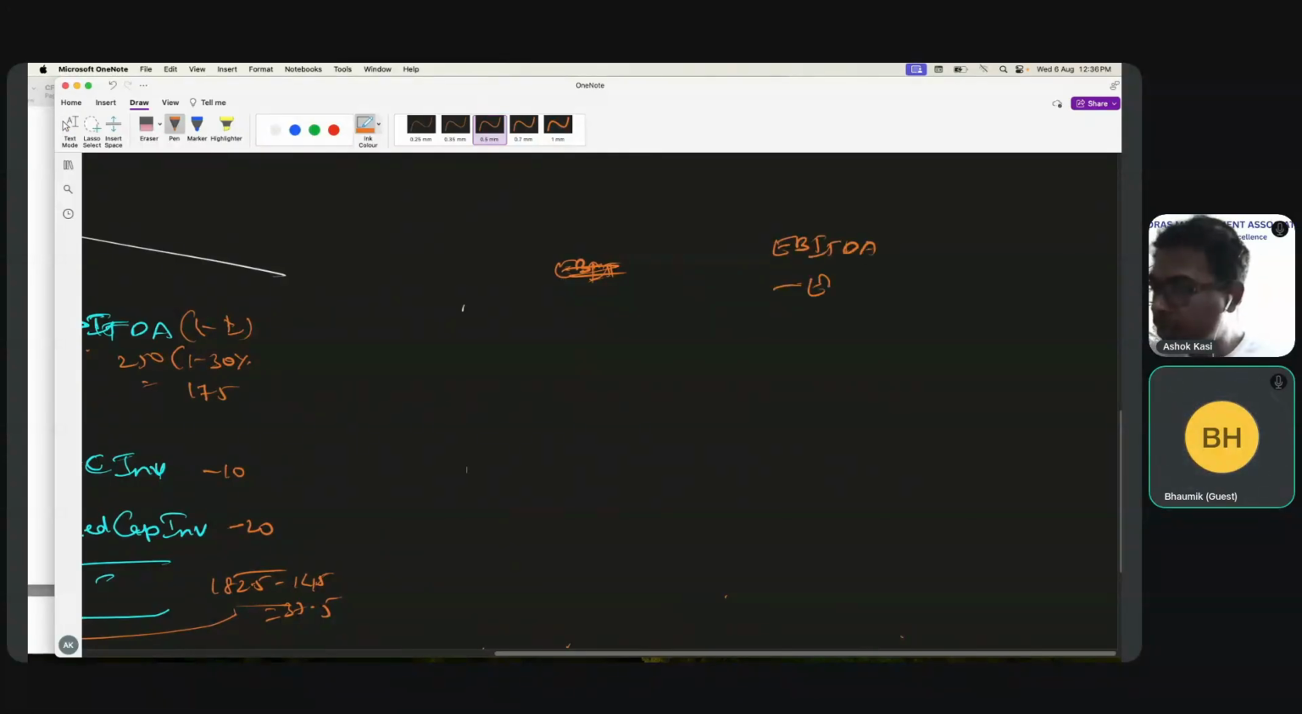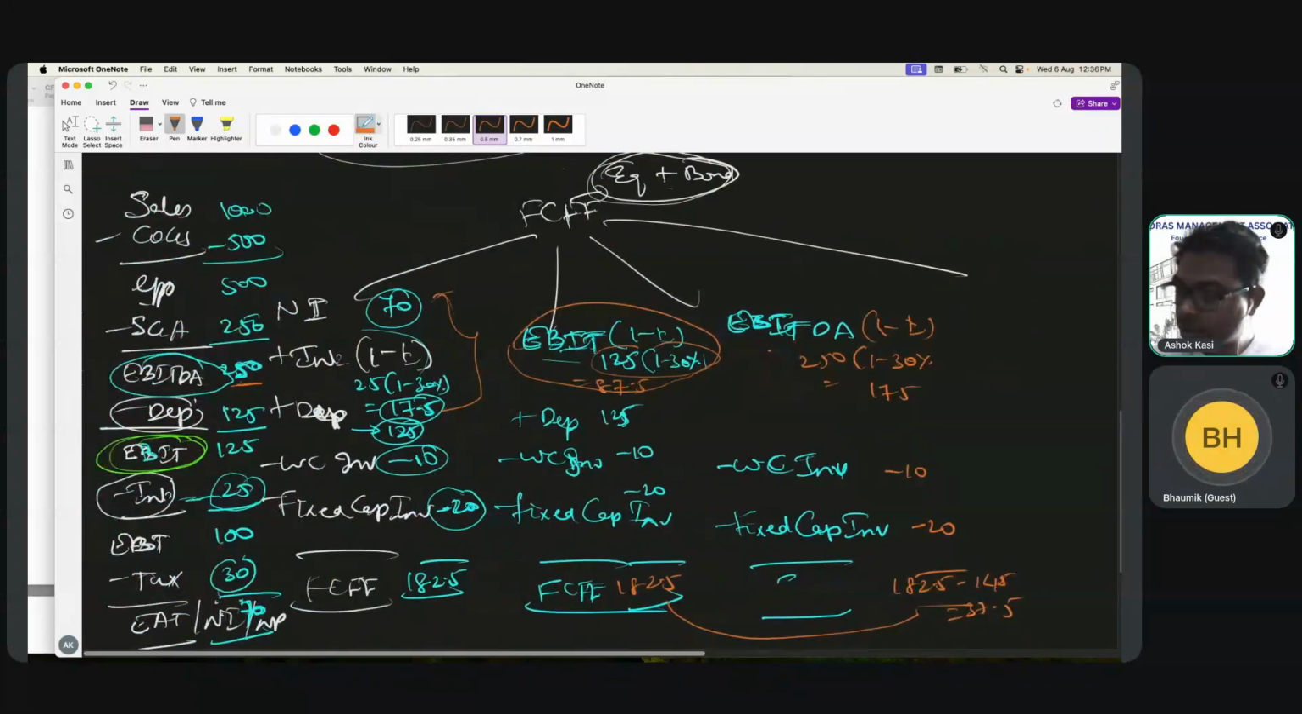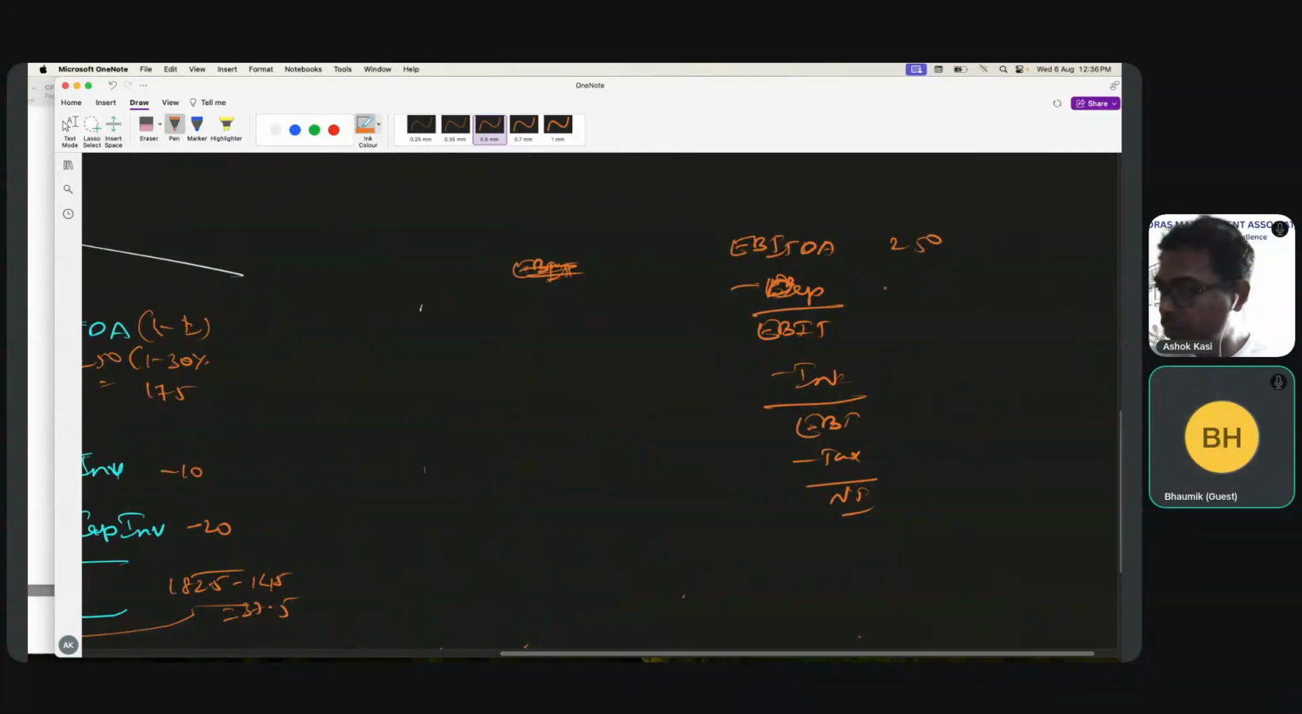Then minus EBIT, minus depreciation. Then EBIT. Then minus interest. Earnings before tax, minus tax, net income. Now the EBITDA that I took was 250. So 250, 125, 125, 25, 100, 30, 30, 70. 70. Okay, now suppose there is no depreciation, then what would have happened?